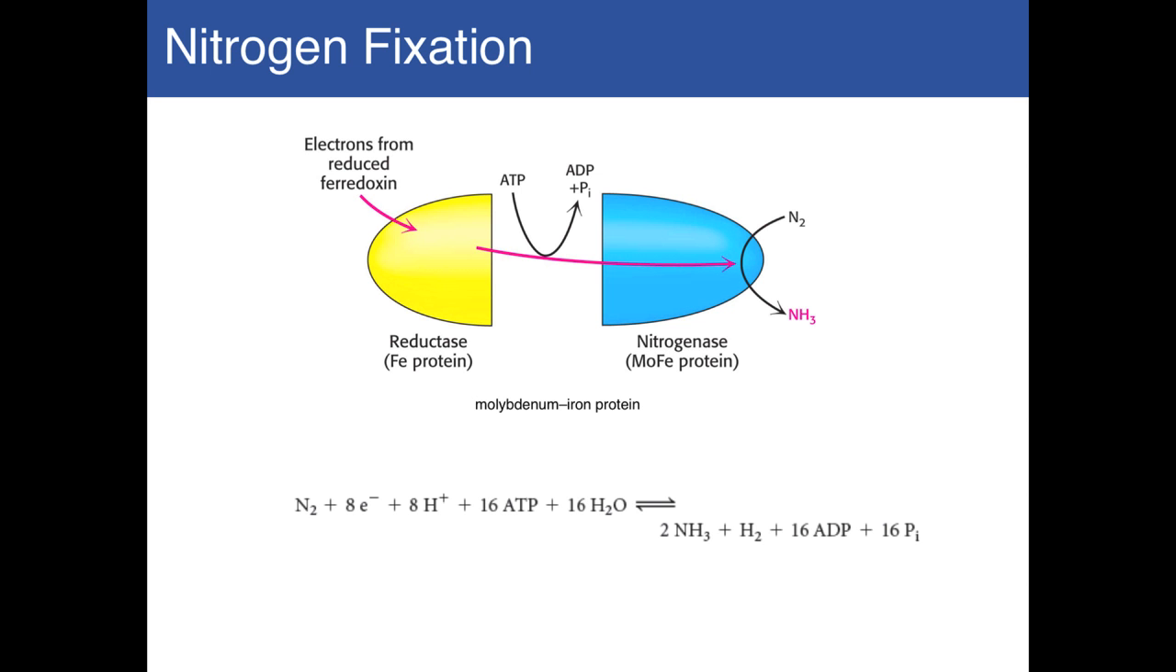We don't actually do it. That's the irony of it. As humans, plants and bacteria are the ones that do nitrogen fixation, and we just eat them, and that gives us our nitrogen, right? But it's a pretty important process. Basically, there's 2 enzymes that do this. We have a reductase that has iron, and we have a nitrogenase. So we're going to take electrons from reduced ferredoxin, they are going to come in, and from there we're going to use a nitrogenase, and we're going to take the nitrogen and it's going to be converted into ammonia.